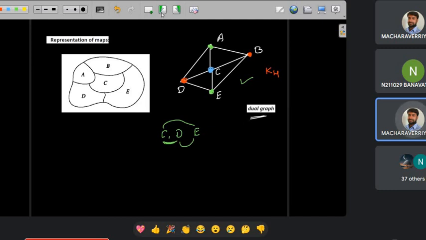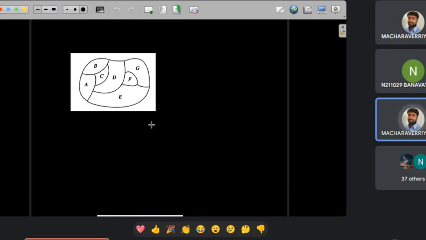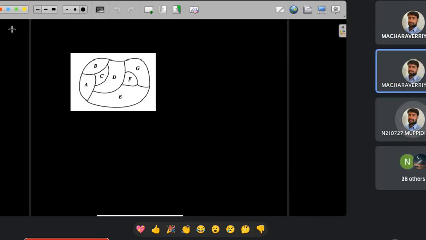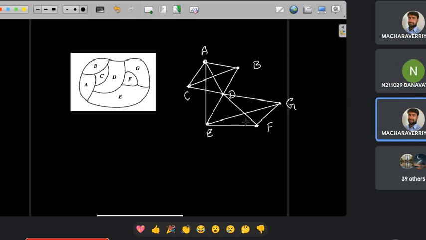Now let us look at one more map. Yeah, this one. How about this map? And what is the dual graph of this map? So how many vertices are there? Let's draw the vertices. These are the vertices. Let us assign edges correspondingly. So this is the dual graph of this map.